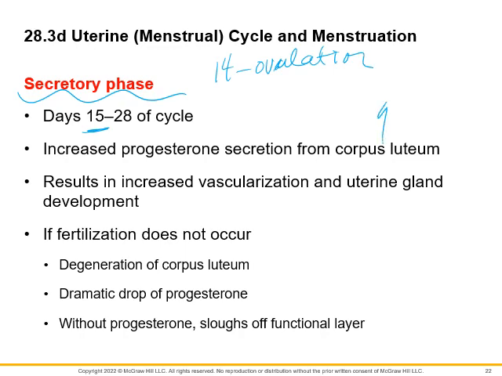So the secretory phase is when you're going to see an increase of progesterone being secreted from the corpus luteum. So we remember that when the secondary oocyte is ovulated, the remaining granulosa cells turn into the corpus luteum and secrete progesterone, right? So this is going to cause increased vascularization in the endometrial tissue. If fertilization does not occur, remember the corpus luteum is going to break down to the corpus albicans. You're going to see a drop in progesterone, and that is going to cause the endometrial layer to slough off, and then you'll be back at the menstrual phase again.